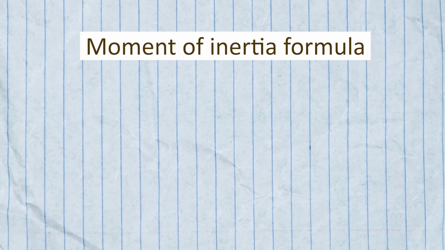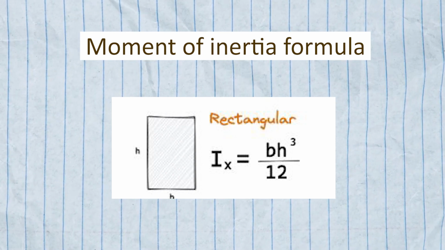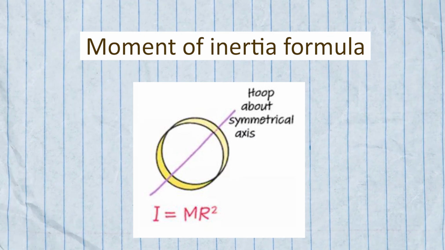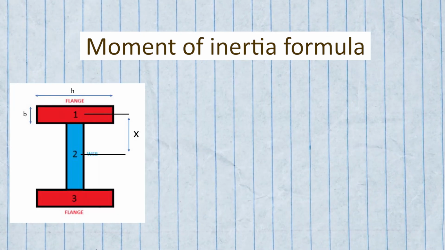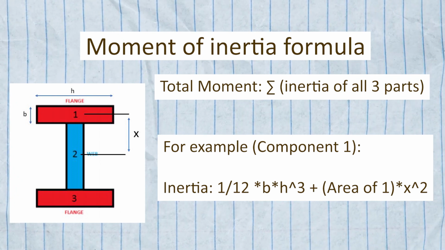Oh, and by the way, here are some formulas for the moment of inertia for various cross-sections. For a rectangle, I equals 1/12 times b times h cubed, where b is your breadth, h is height. For a hoop, it's mass times radius squared, m r squared. And if it's an irregular-looking object, the total moment of inertia equals the center inertia plus mass times height squared.